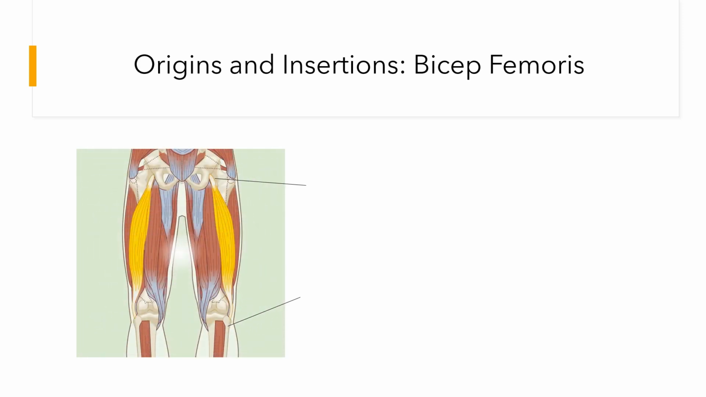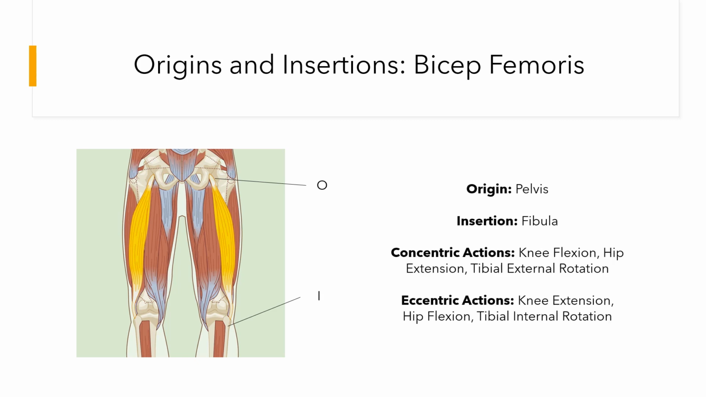Looking at the hamstrings now, the muscles on the back of the thigh, and there's 3 of them. First one, biceps femoris, originates in the pelvis, just off the ischium. It inserts into the fibula, the smaller bone on the lower leg. Its concentric actions are flexion of the knee, extension of the hip, and external rotation of the tibia. Eccentrically, it performs knee extension, hip flexion, and internal rotation of the tibia.